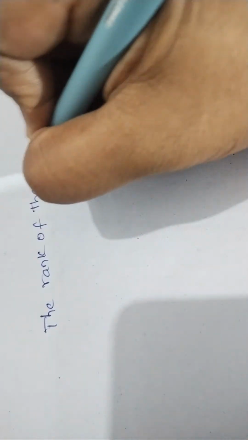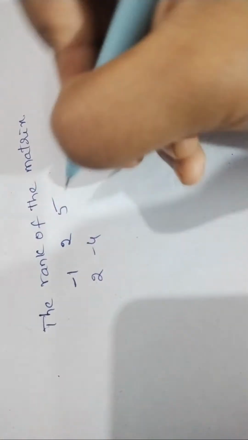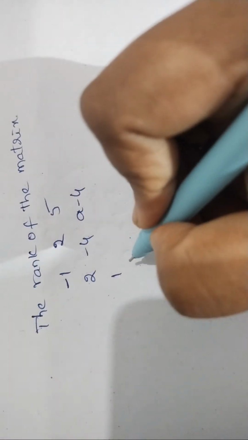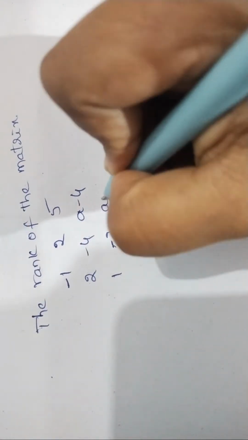Next problem is, suppose the rank of the matrix -1, 2, 5, 2 minus 4, a minus 4, 1 minus 2 and a plus 1.